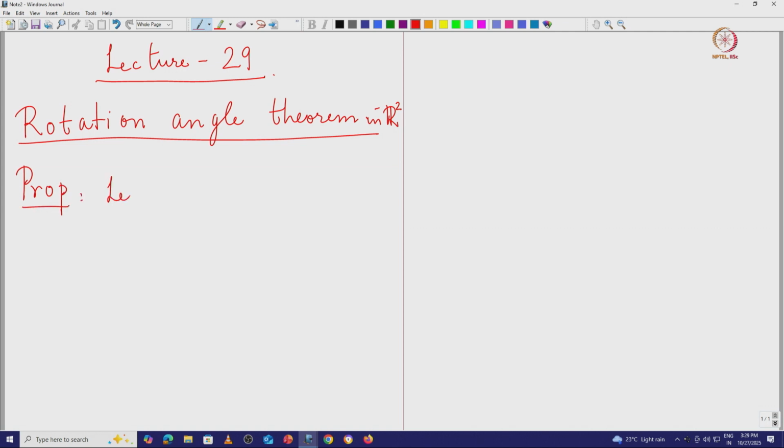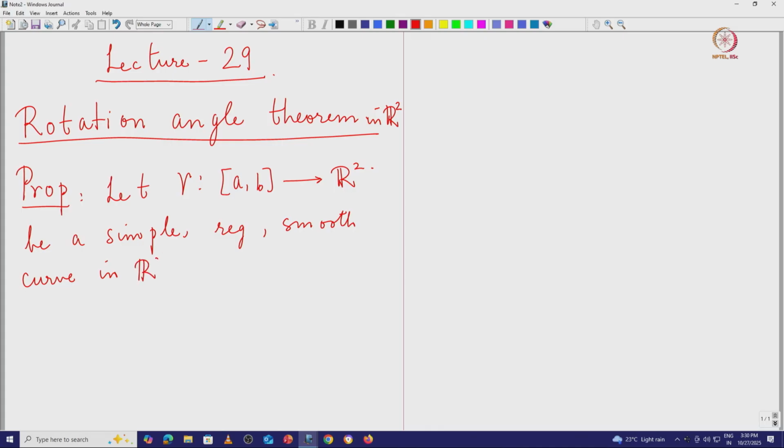So let gamma be a simple regular smooth curve in R2. I am first going to state and prove the rotation angle theorem just in the plane, and then we'll move on to more general curved surfaces. So let gamma be a simple regular smooth curve in R2 with unit speed. Okay.